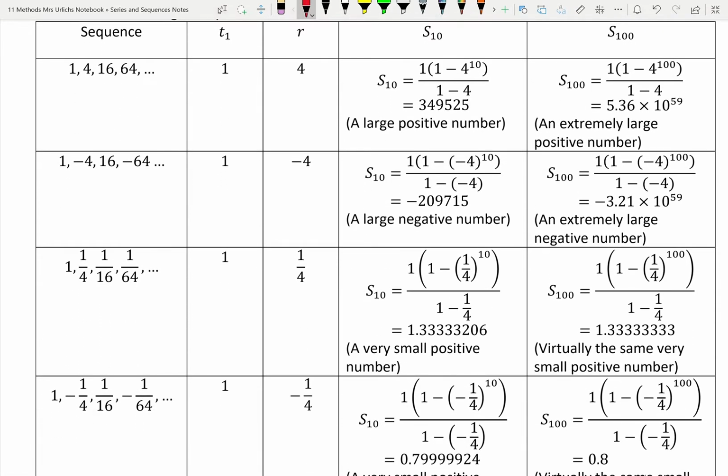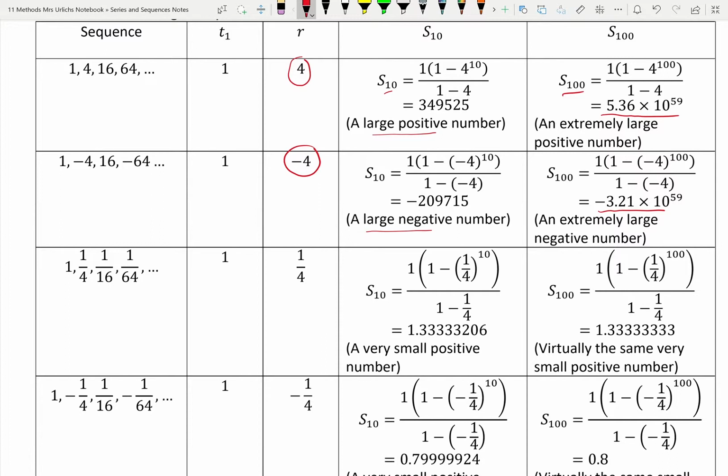If we've got an r that's bigger than 1 or less than -1, if we add the first 10 terms, we end up getting a large positive number or a large negative number. And then if we add up the first 100 terms, you can see that suddenly we've got a massive number, 5.36 × 10^59, or a very large negative number, -3.21 × 10^59. So both of which are very large numbers.